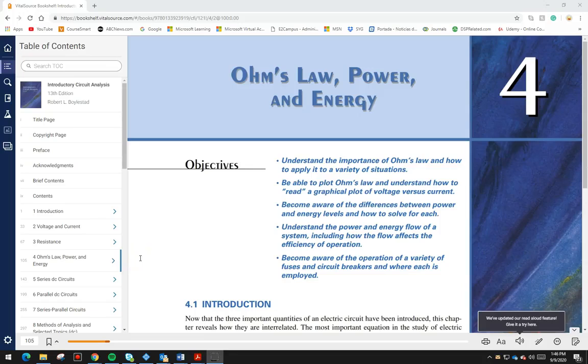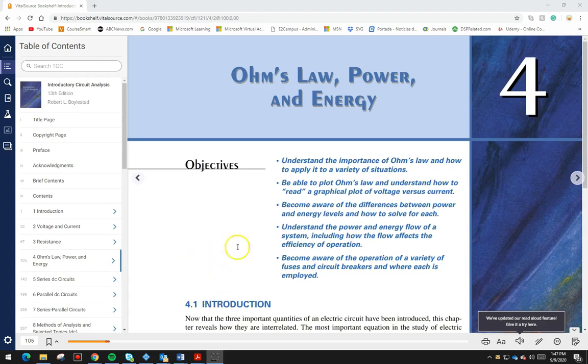Okay, welcome to chapter 4. In this chapter, we're going to be looking at mainly Ohm's law. This is a relatively short chapter. We're going to be covering sections 2, 4, 5, and 6. But the main focus is going to be on Ohm's law, power, and energy.